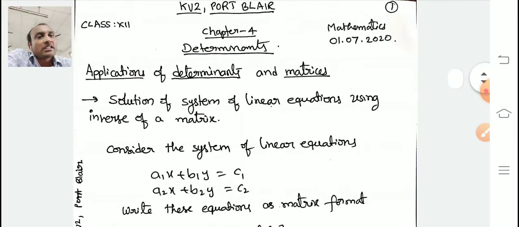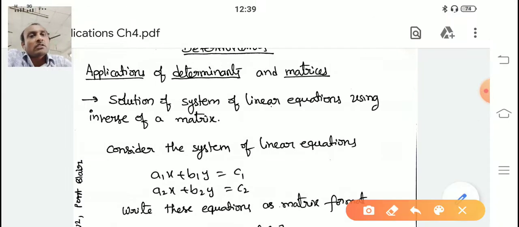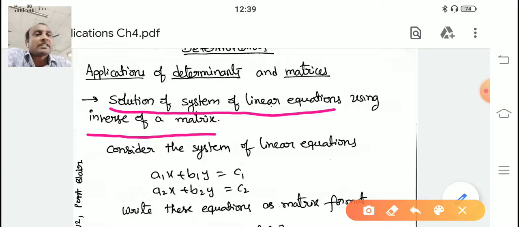Now, in applications of determinants and matrices, the first application we have is the solution of a system of linear equations using the inverse of a matrix. Actually, in 10th standard you had the elimination method, substitution method, and cross multiplication method for finding the solutions of a system of linear equations. But here we have to use the matrix inverse to find the solution, not any one of those methods.